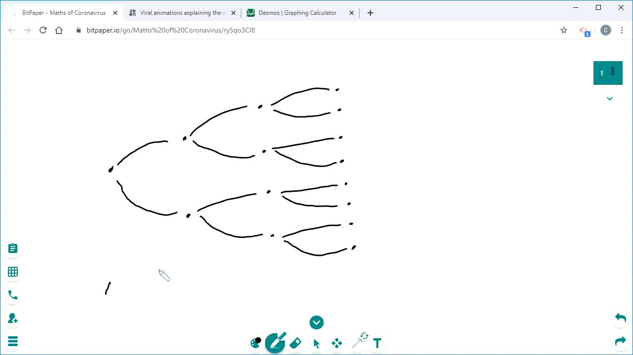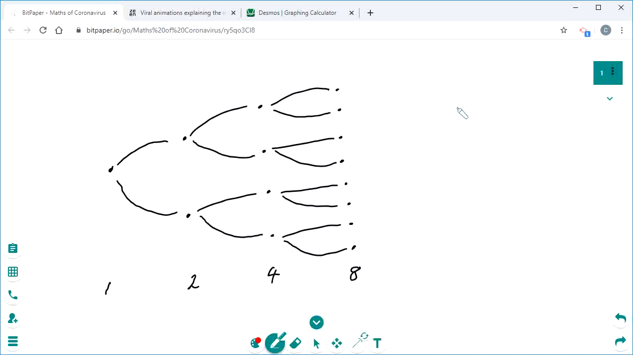In this first group, there's 1 person sick. In the next, there's 2 new sick people. Now 4. Now 8. Look at the numbers. 1, 2, 4, 8. They're doubling as you go up. We're timesing by 2. So our pattern is going to have something to do with timesing by 2. So let's have a look at timesing by 2.